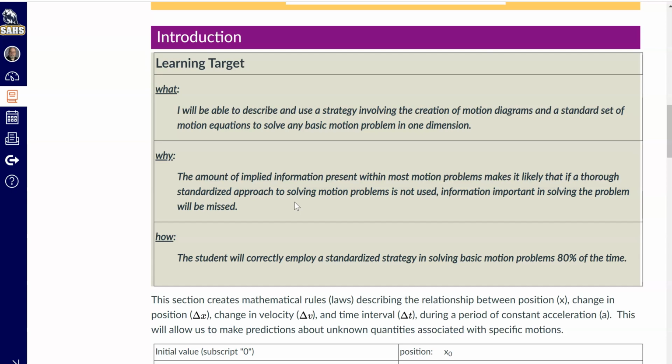And the reason that we want to create this strategy is because, and you've probably noticed this in word problems before, there's a lot of information in the problem that is implied. It's never stated outright or explicitly. And it makes it likely that if you do not use a standardized strategy to solving these problems, information important in solving the problems will be missed. Okay, so that's why we're going to do this. So how you're going to do this, you will correctly employ a standardized strategy in solving basic motion problems 80% of the time.